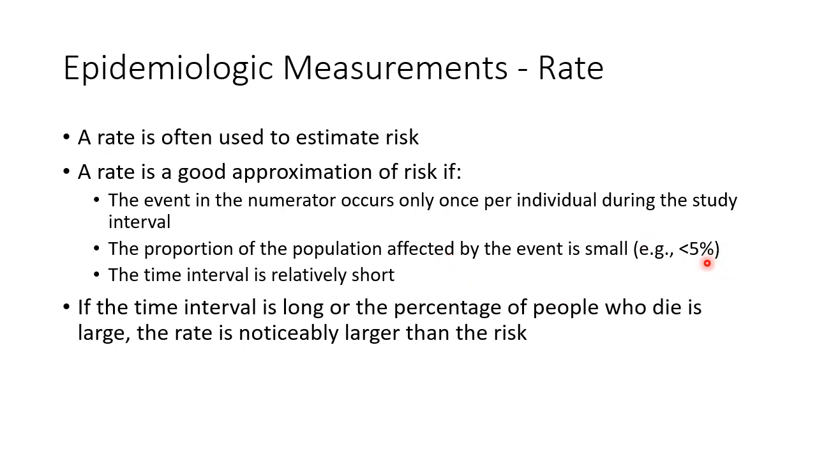But if it's a very small percentage of people who develop an event, say for instance stroke or something like that, you may find that it's going to be pretty similar, and the time interval has to be pretty short, because the longer the period of time you're running a study, the mid-period population is going to get smaller and smaller as you go along, because the event is still happening to people as time goes on. I'll show you an example of that in a moment.